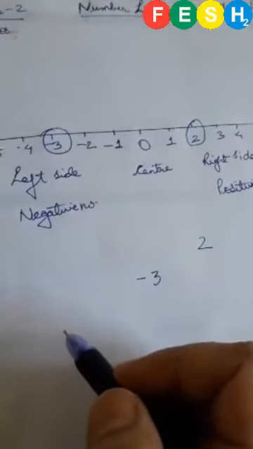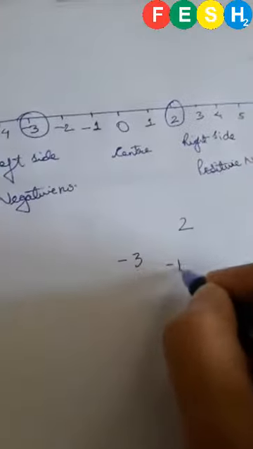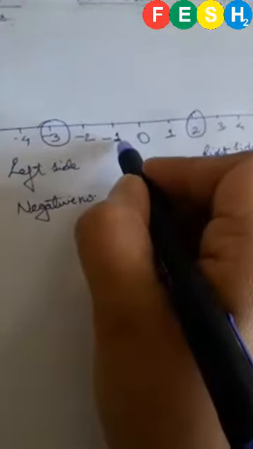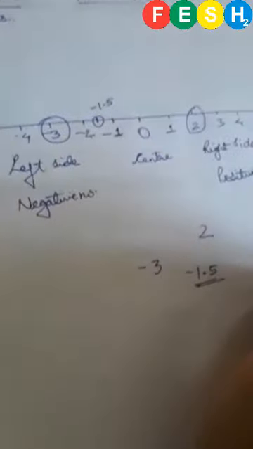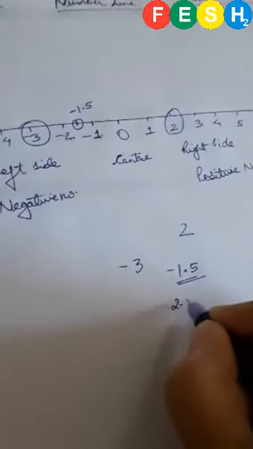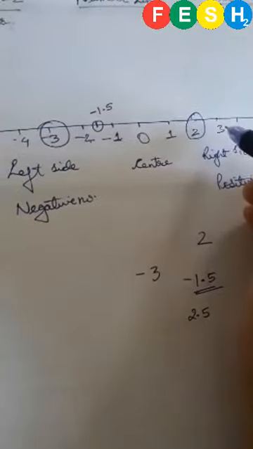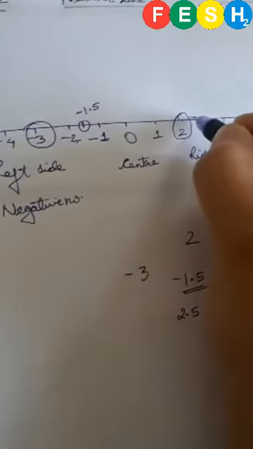And suppose we want to plot -1.5, then how will we plot it? Go from -1 to -2. So it comes in the center of this. This is called -1.5. If we want to plot 2.5, then it is on the positive side, that is the right side on the number line. It is in the center of 2 and 3, that is here.